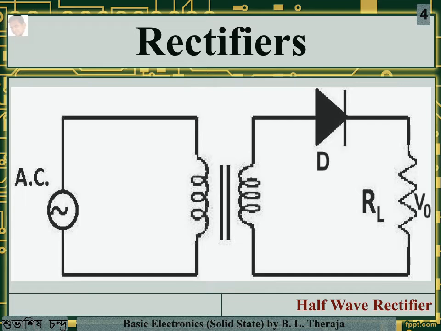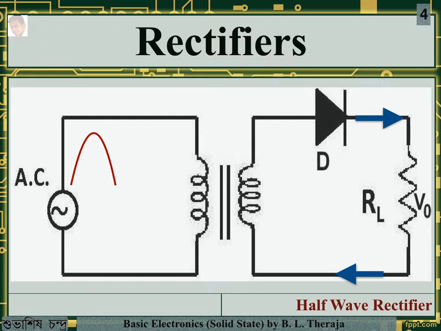Now, when we apply the AC supply to this diode, it will conduct only when the polarities are such that the diode is in forward bias condition. For the other half cycle, the diode will be reverse biased and it won't conduct any current. Let us see how it works. When the positive going cycle is given, the diode is forward biased for such a cycle and the current flows through the diode D, the load resistance RL, and comes back to the transformer.